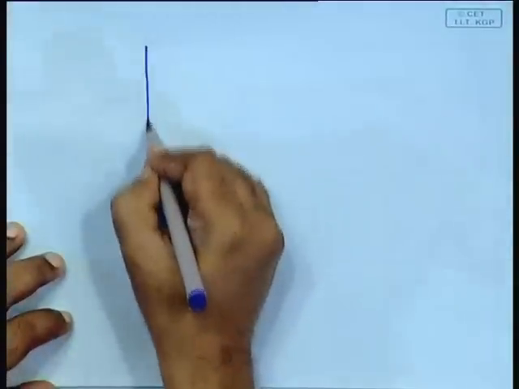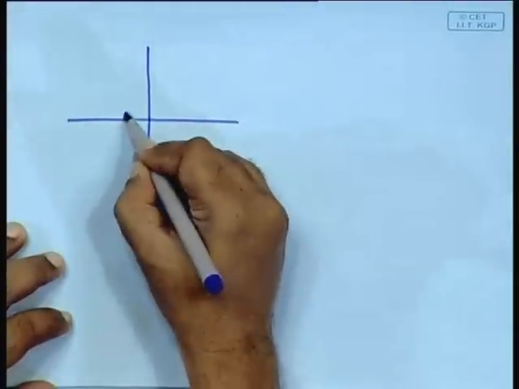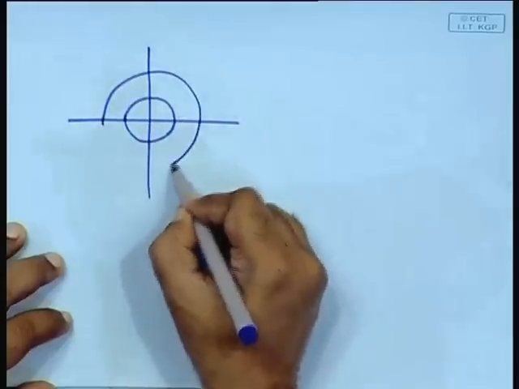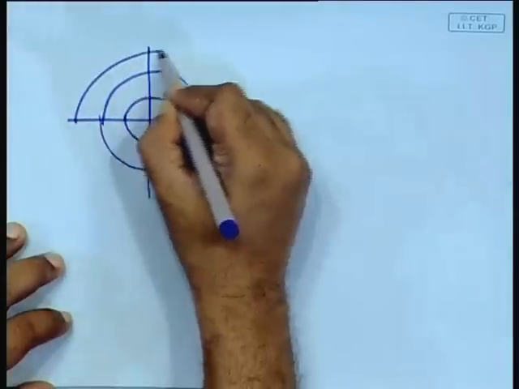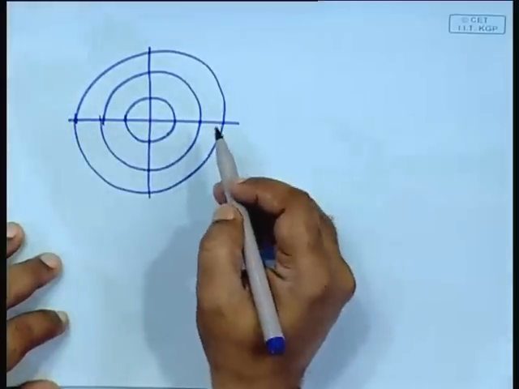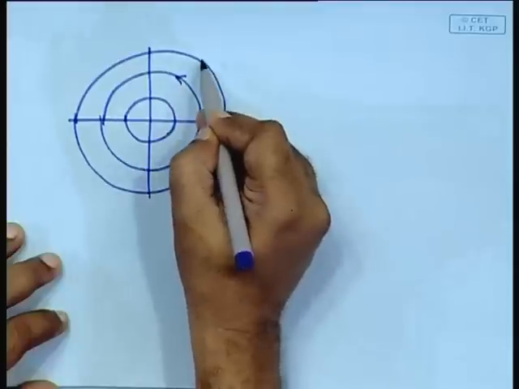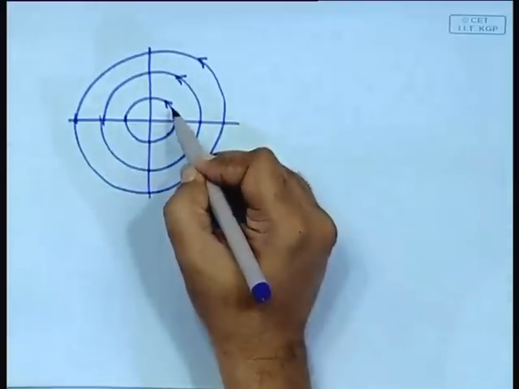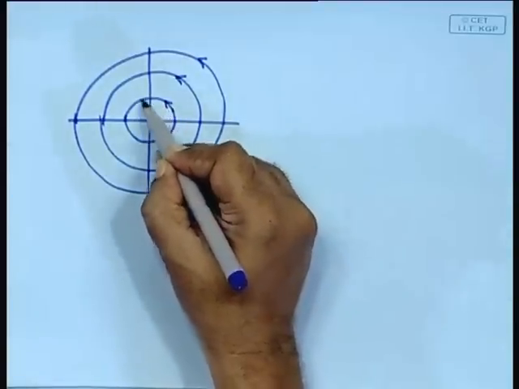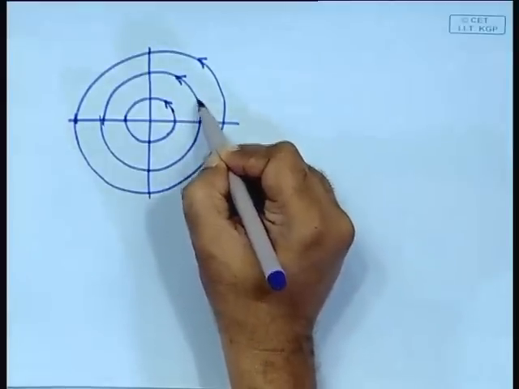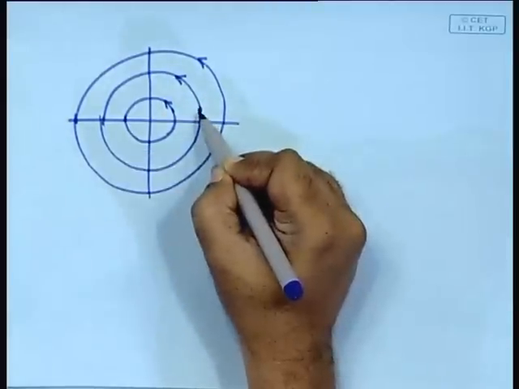So, we have understood that if omega is positive, then it will have vectors like this. So, it will be like this. If you start an initial condition here, it will go around and come back here. If you start an initial condition here, it will go around and come back here.